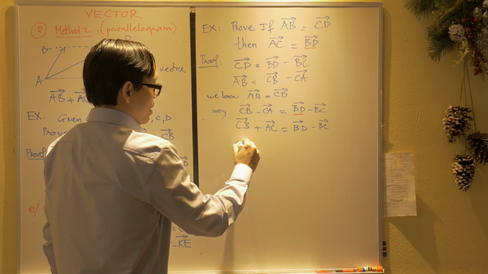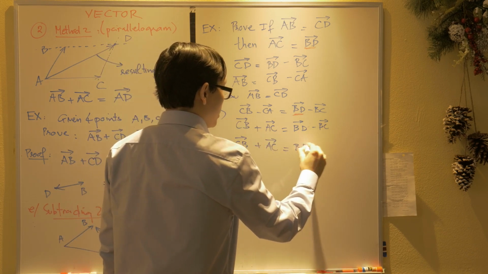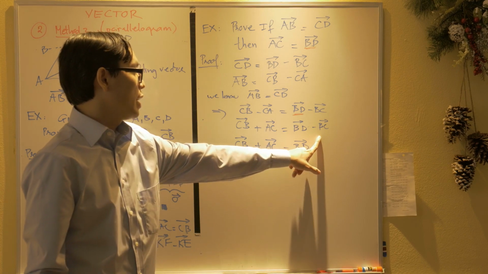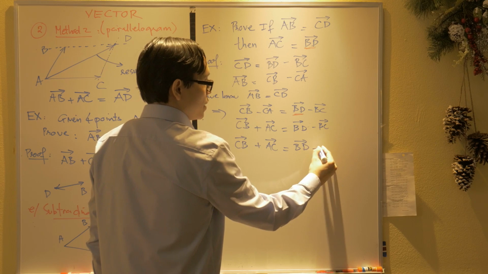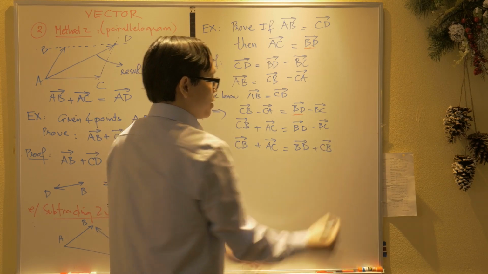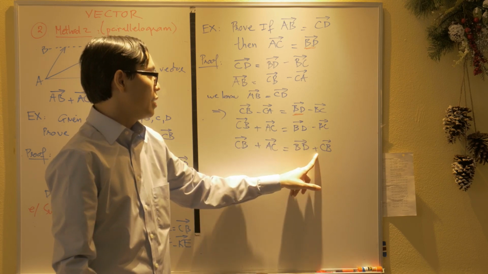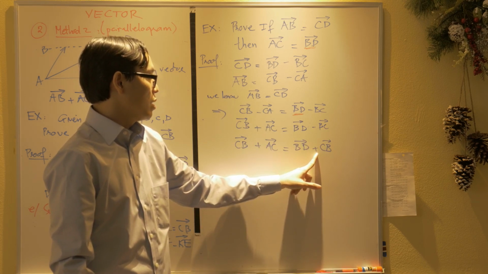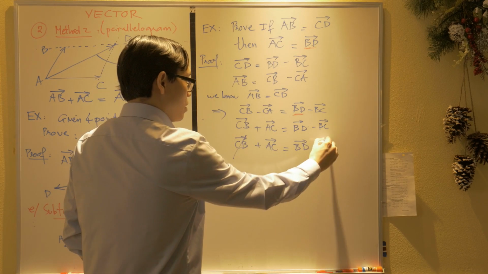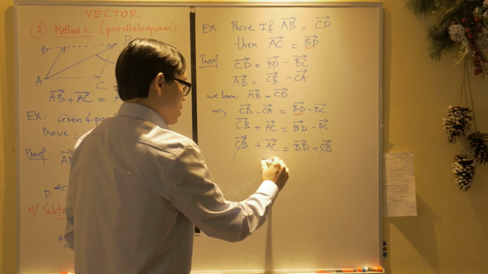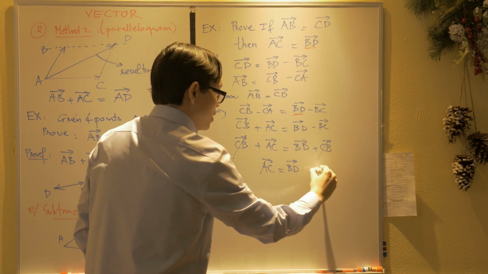And you see here, BC, I can change the direction by putting the minus sign in the front. So minus minus becomes CB. See, I change the direction, right? I change head to tail, tail to head, and I can switch the sign. So now CB and CB cancel out. So I have AC equal to BD. And this is what we have. We're done.